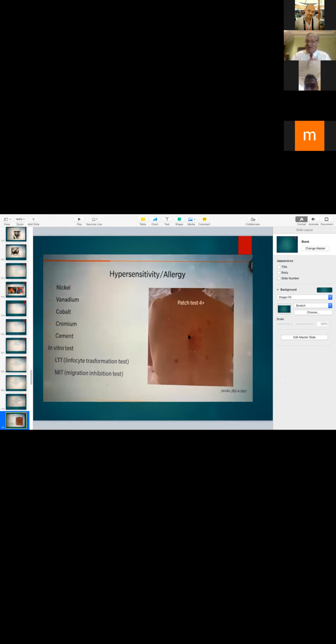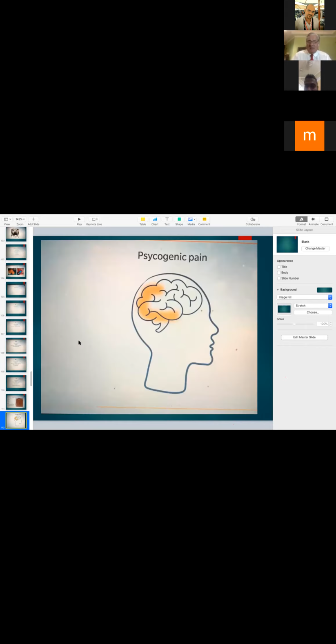Hypersensitivity, so allergy to some component of this implant, it happens, but sometimes nickel is present in the Smith & Nephew, cobalt chrome, then the cement, but it is a less common complication. The last thing to think of is psychogenic pain. Please let it be the last thing, psychogenic pain.